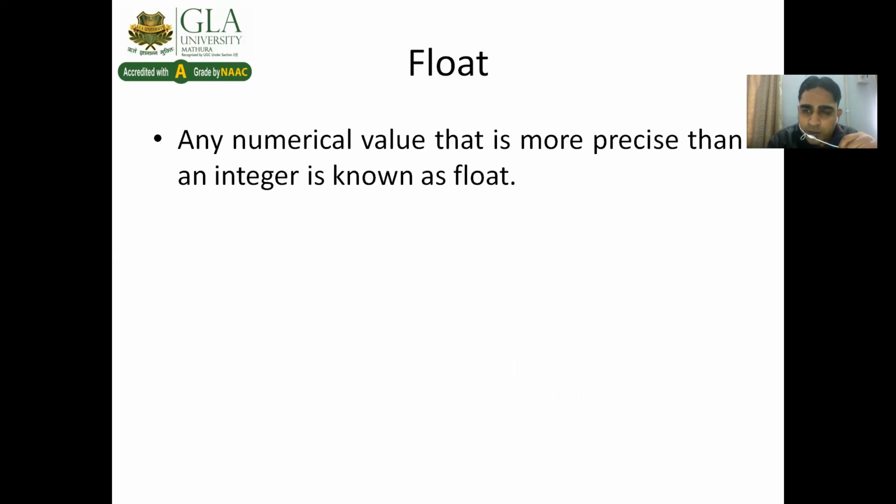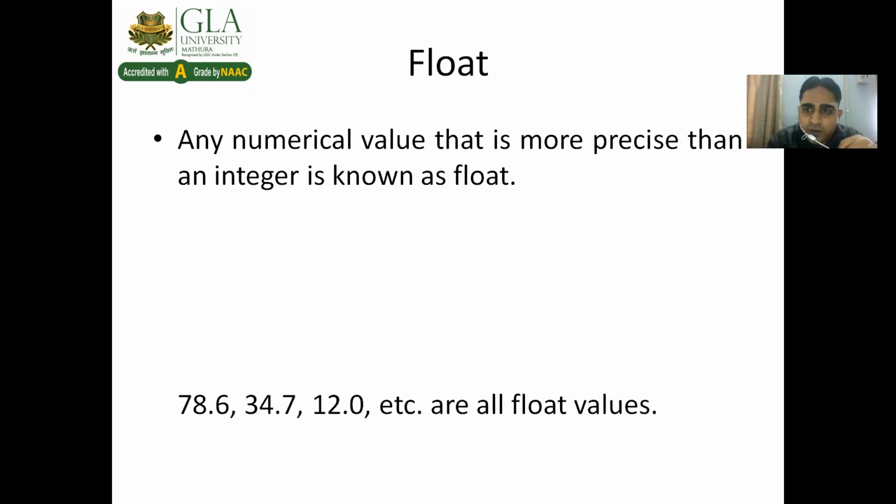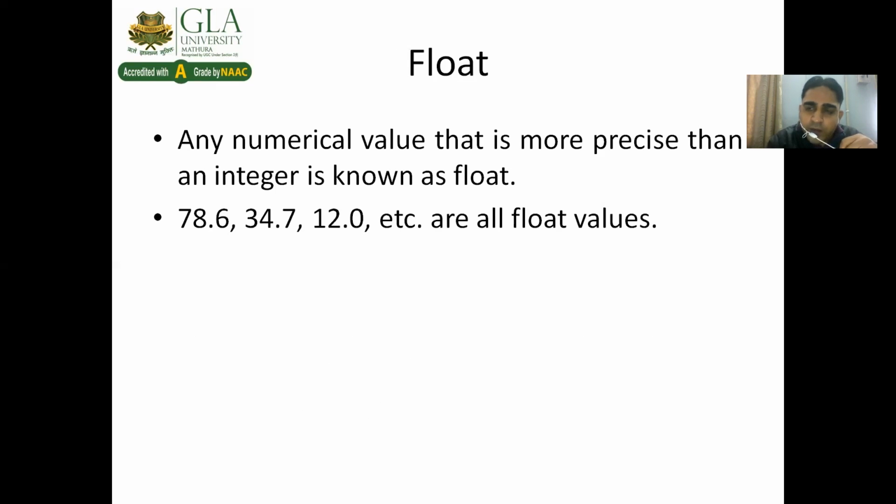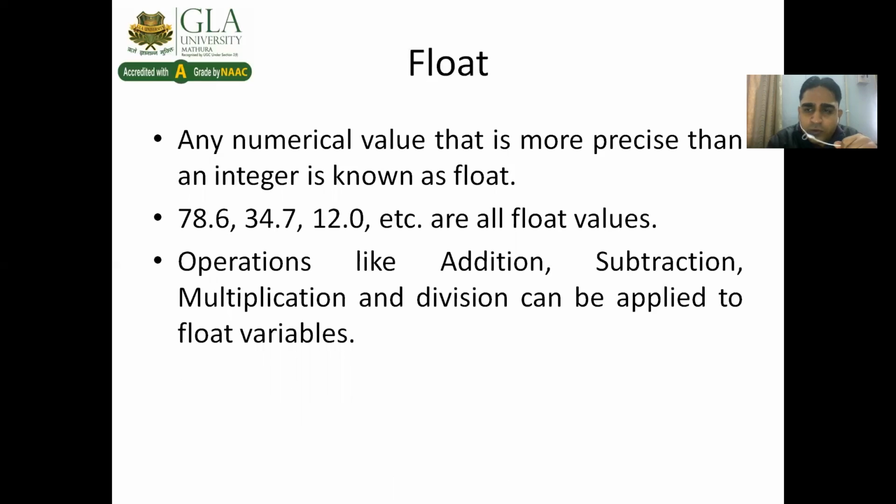So when we talk about float, float is actually some value which is more precise as compared to integer. It contains a decimal point after the integer part, and we have some decimal places up to that, like 78.6, 34.7, 12.0. These are all float values, and we can have all those operations in this, like addition, subtraction, multiplication, and division. Modulus and exponentiation are also allowed here, right?